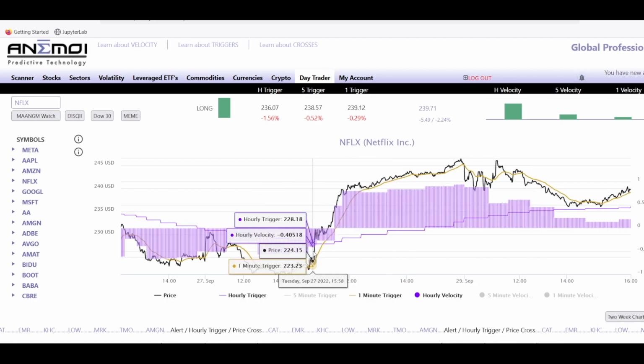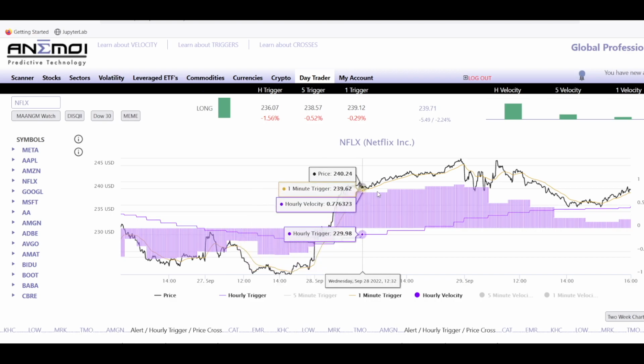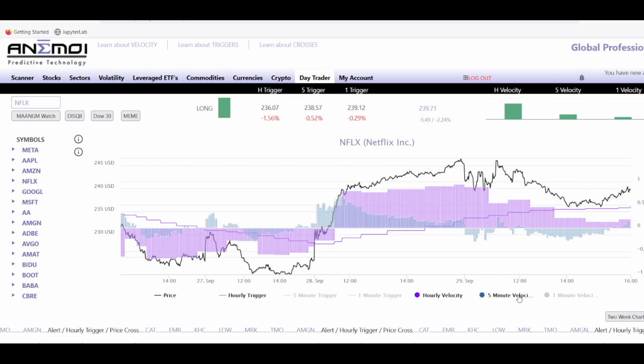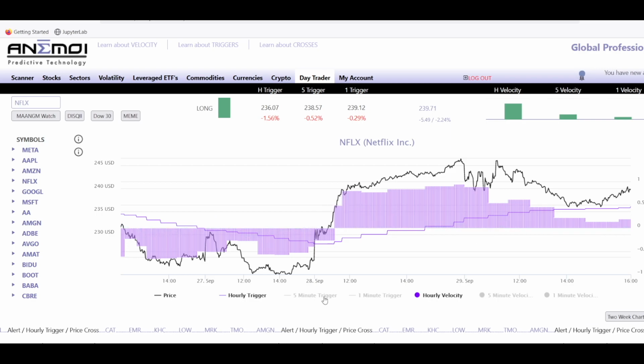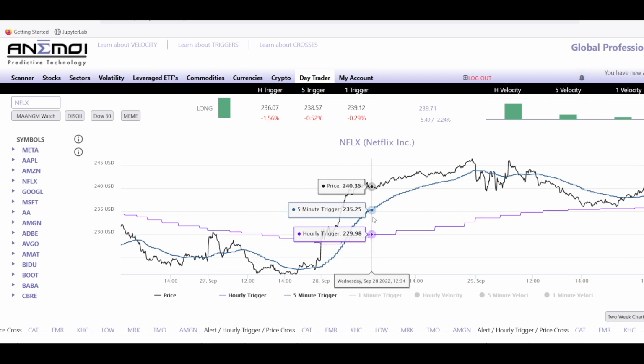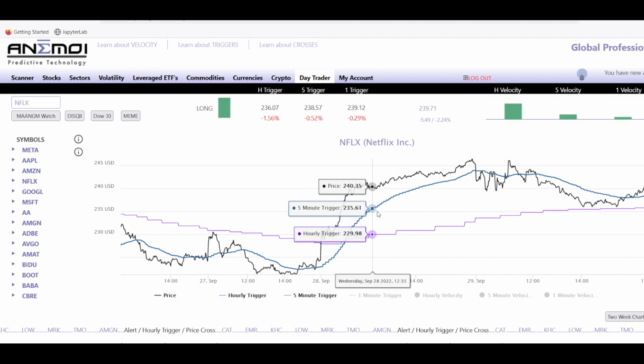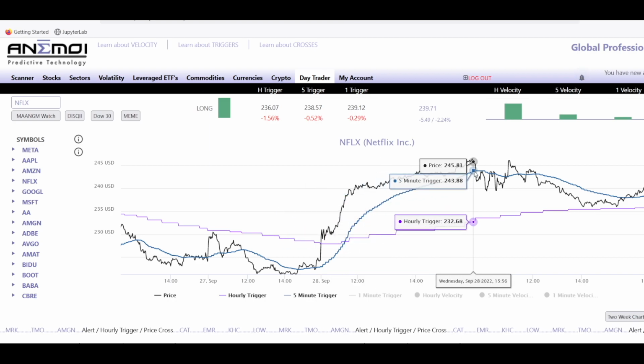If you're trading options, you can keep your stop loss right under the 1 minute trigger. That's if you're playing, let's say, weeklies. And if you're playing, let's say, longer dated calls, like 2 weeks out or 1 week out, you can just hide under the 5 minute trigger. So you can buy here, and the 5 minute trigger is going to act as your support, and then as soon as it breaks below here, you can sell at 243.